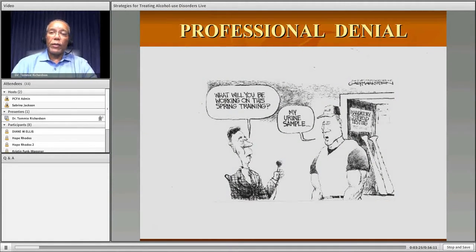You might have heard people talk about denial a lot when they are dealing with addictions. But in my experience, I think it is more of a lack of insight that the patients have. A lot of patients will come and say, I have a problem with drinking. They just don't have insight into the severity of the drinking. And as you can see in this cartoon here, he's asking a question, what will you be working on this spring training? I got that in there because we used to work with a lot of athletes, and these guys work on their urine samples, trying to get a negative urine sample most of the time.